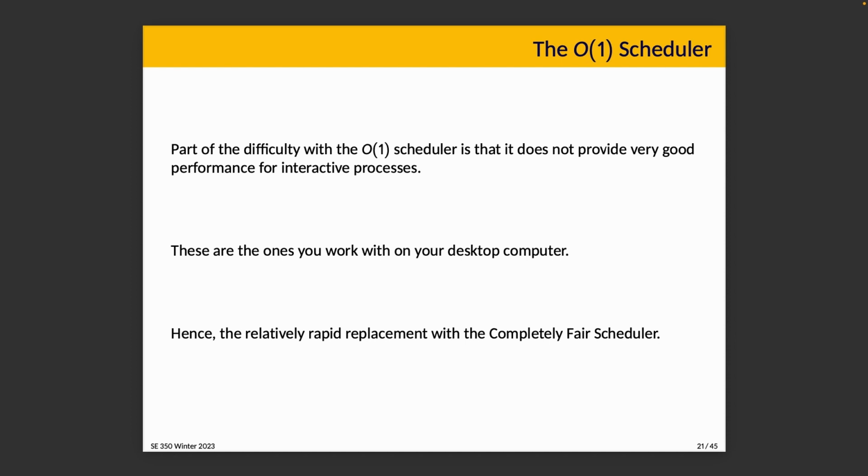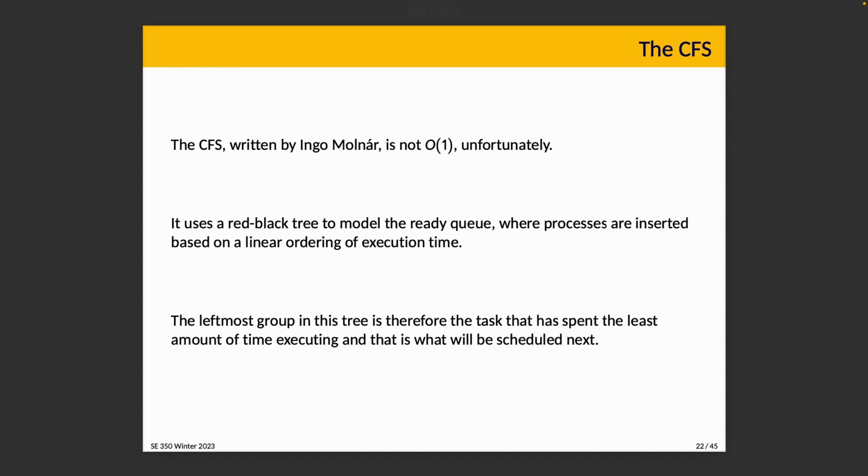A new scheduler was needed, and it was replaced relatively quickly with the Completely Fair Scheduler. So the Completely Fair Scheduler is written, we can actually attribute an author here, Ingo Molnar, and it's not constant time, unfortunately. Not all of its operations are constant time execution. It uses a tree structure, in fact a red-black tree, to model the ready queue, where processes are inserted based on a linear ordering of execution time. So the leftmost node in this tree is the task that has spent the least amount of time executing, and is the thing that we want to schedule next. So we end up pulling a lot of stuff from the leftmost node of the tree.